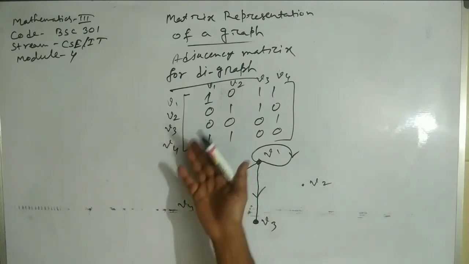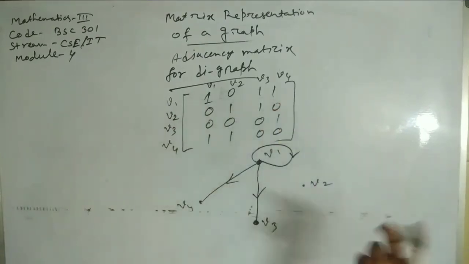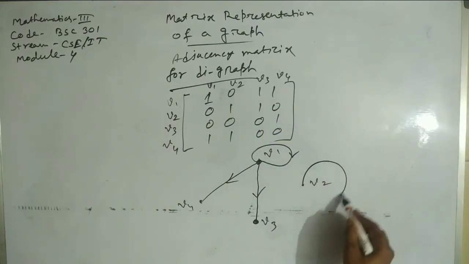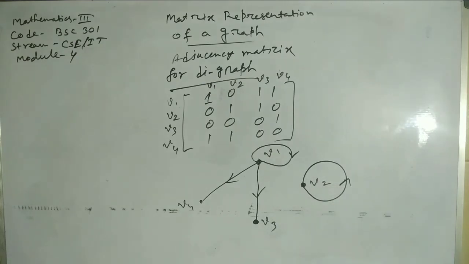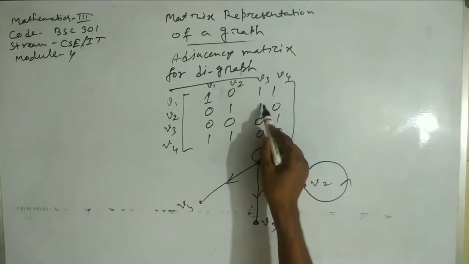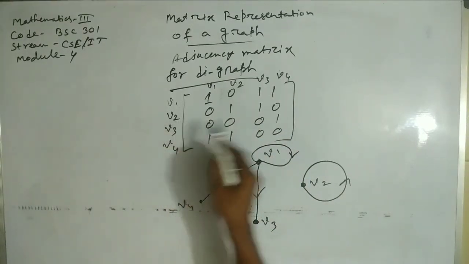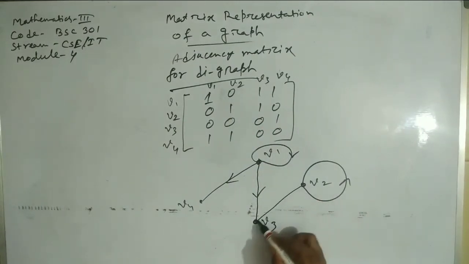Now for the second row, there is a directed edge from V2 to V2. So here we have to draw also a self loop from V2 to V2, and I am giving this direction. Now for this one, there is a directed edge from V2 to V3. So V2 to V3, and the direction will be like this.